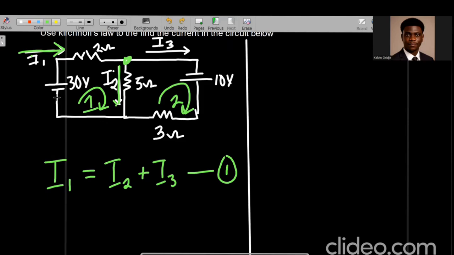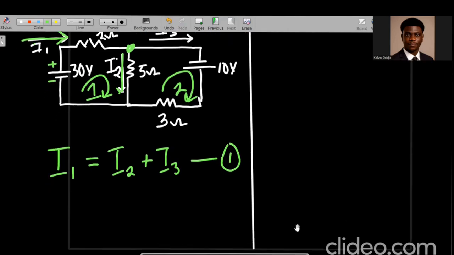Which means that let's start from 30. The longer side of the battery is the positive, while the shorter side is the negative. So you're starting, it means that the current is going from the negative to the positive. So that is going to be 30.